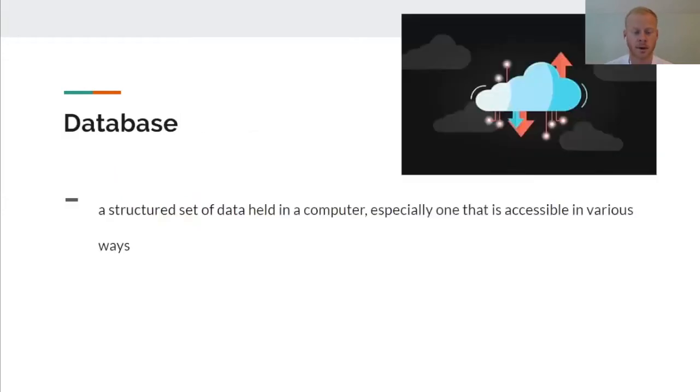Okay, first one is database. Database is a structured set of data held in a computer, especially one that is accessible in various ways. So it is a lot of information about particular topics that is searchable. So go ahead and pause it if you need to write that definition down.